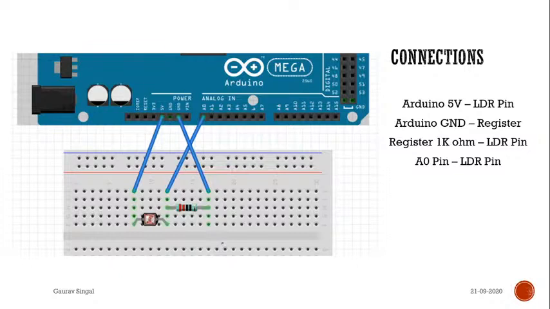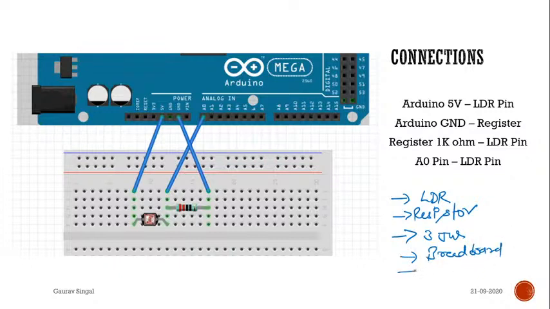Now we can jump to the connection, how we can make it. We need some components: one LDR, one normal resistor to limit the flow of current, three jumper wires, one breadboard, and one Arduino. Okay guys, start your TinkerCAD at the same time.